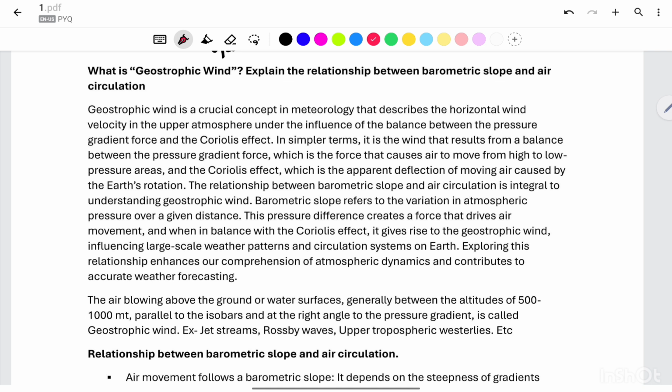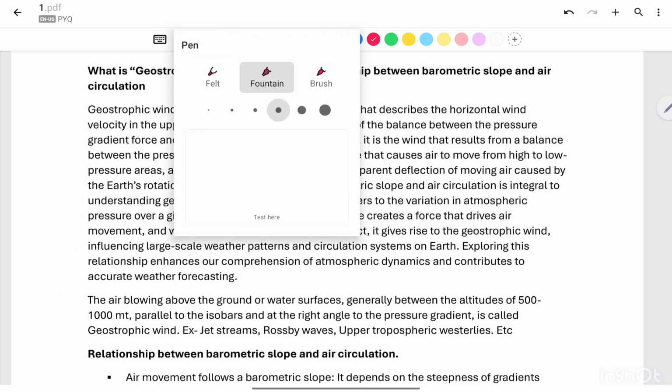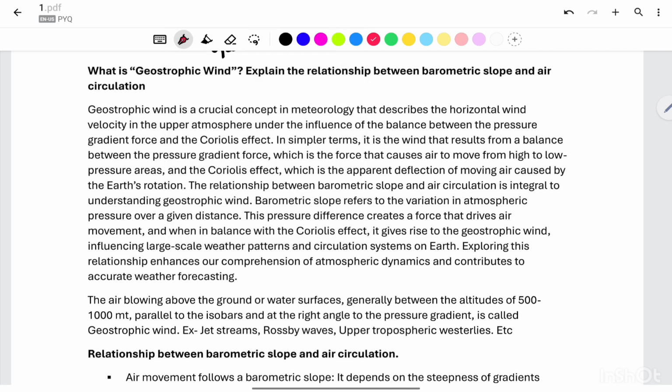Now, what is pressure gradient force? Pressure gradient force is nothing but the friction. There exists friction between the winds which are moving and the surface of the earth. So, when the pressure gradient force and the Coriolis force are in balance with each other, we have the geostrophic wind. In simple terms, it is the wind that results from the balance between the pressure gradient force, which is the force that causes air to move from the high to the low pressure areas.